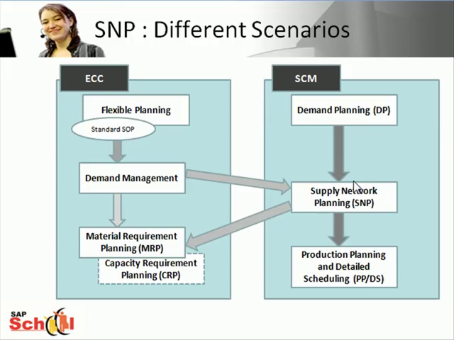Supply network planning covers the medium to long-term planning horizon. It creates a quantity-based cross-location production and distribution plan with its own rough-cut bills of material and routings. The data to SNP can come from demand management in ECC or ERP, or it can come from demand planning within SCM itself. The results of SNP can be requirements for stock transfer between plants, stock transport requisitions, they can be planned orders, or they can be purchase requisitions.